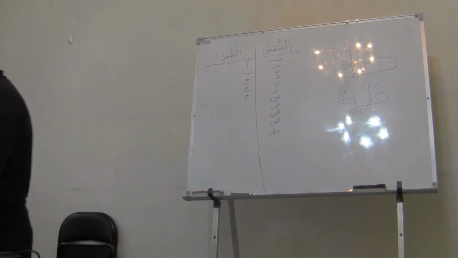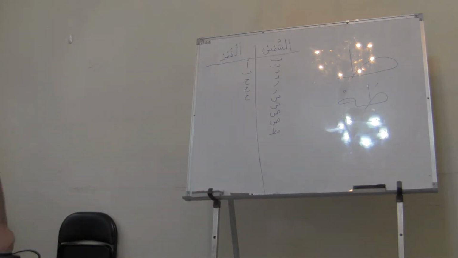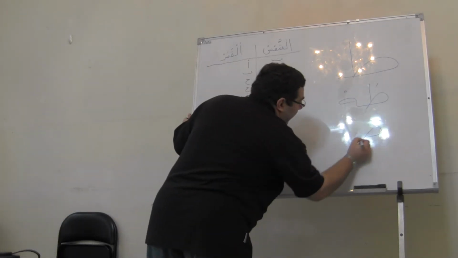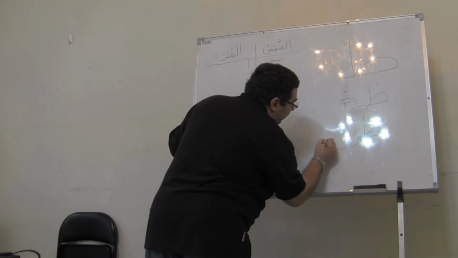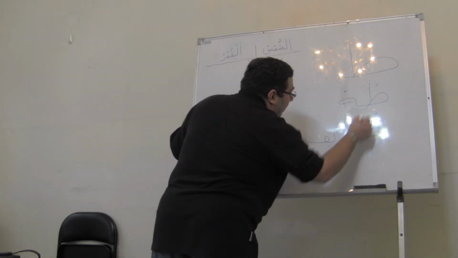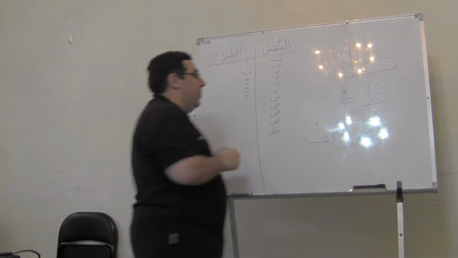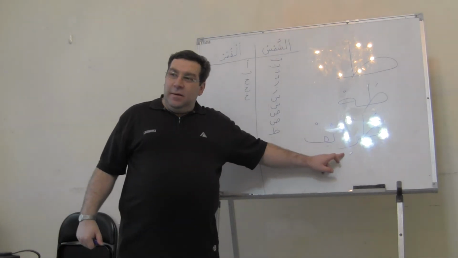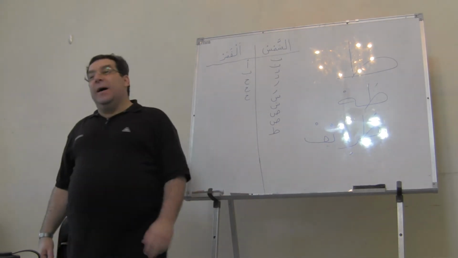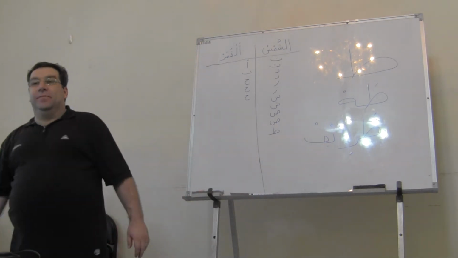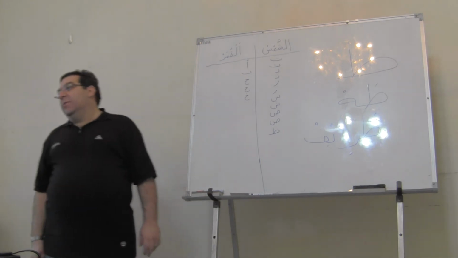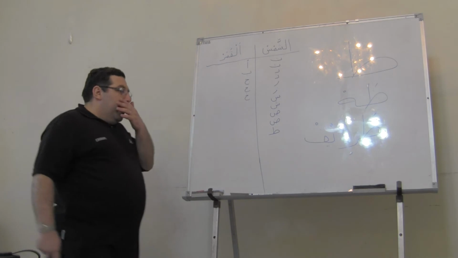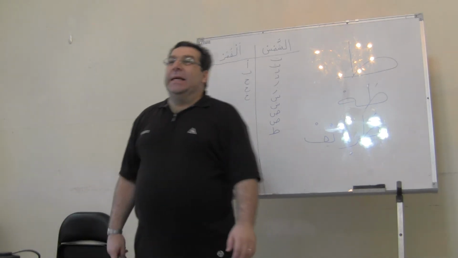Va. And example of va. This is va. This is ra. This is ya. This is fa. Zarif. Zarif. And Zarif means cute.